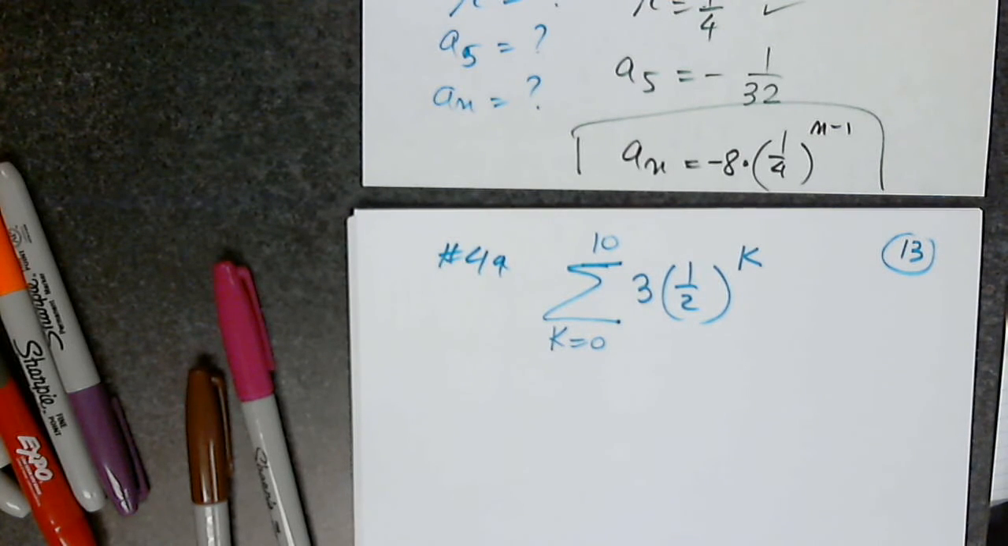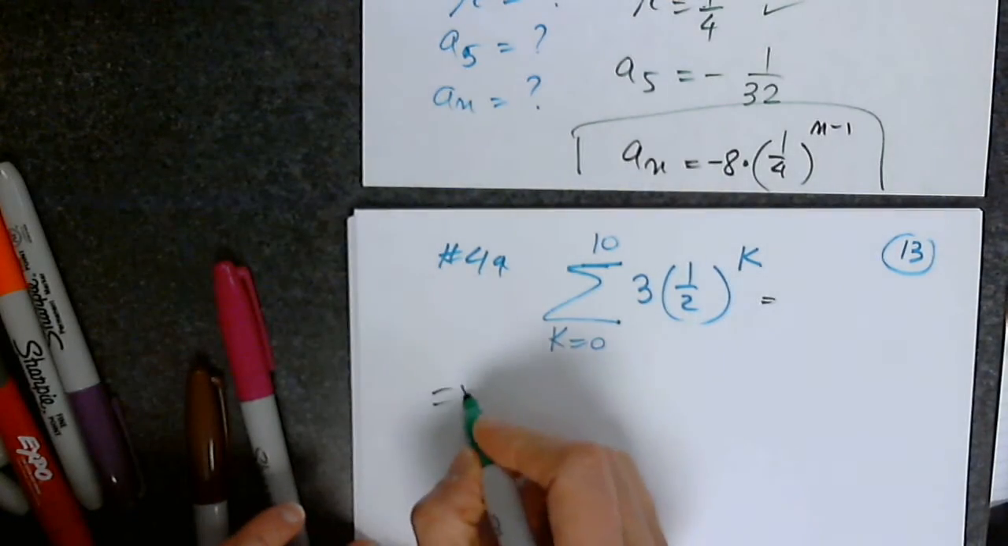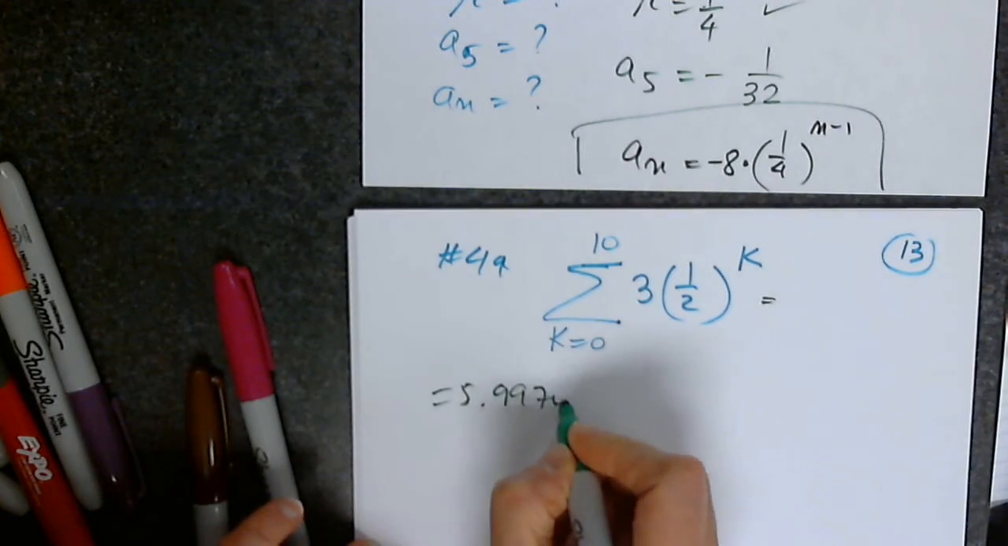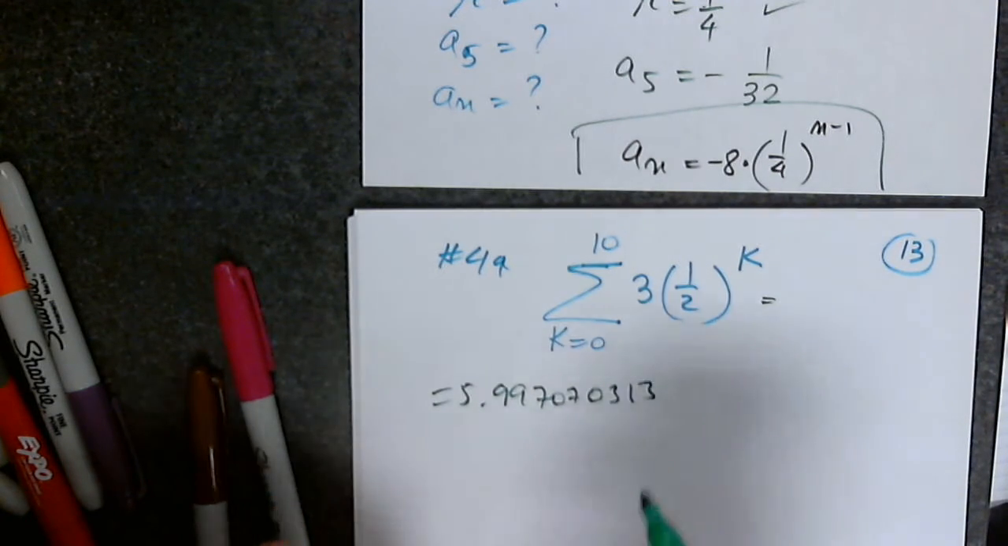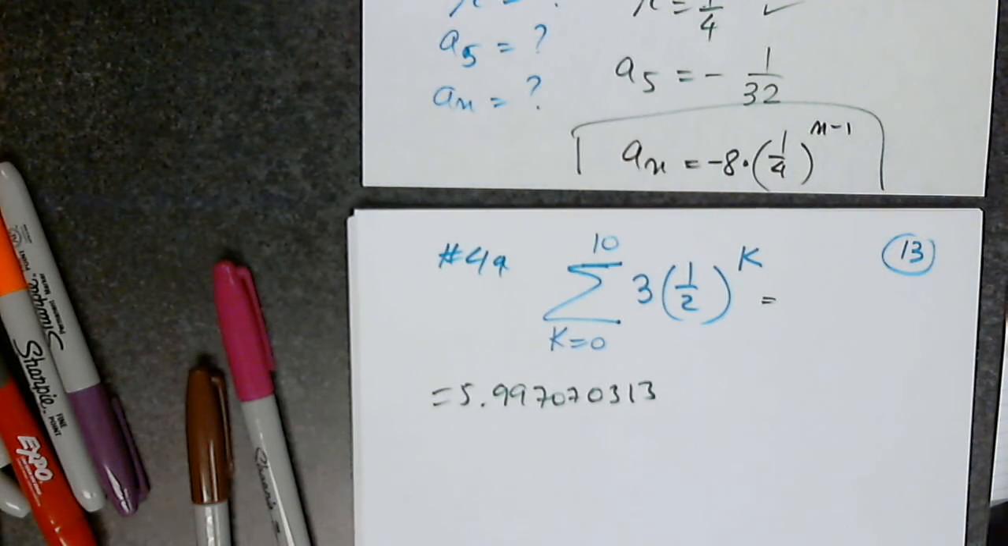And I got 5.99707, 5.997070313. Did you get the same thing? Mhm. Awesome. Okay.